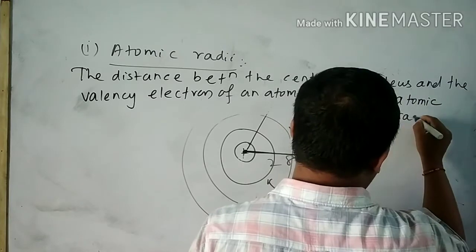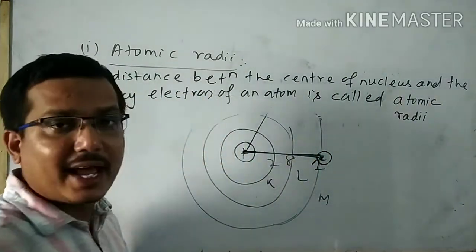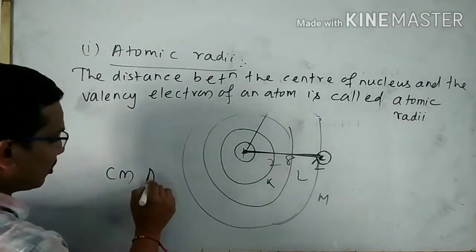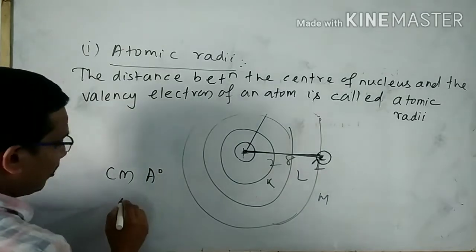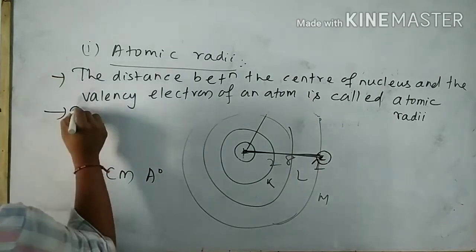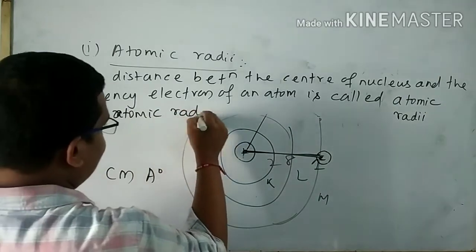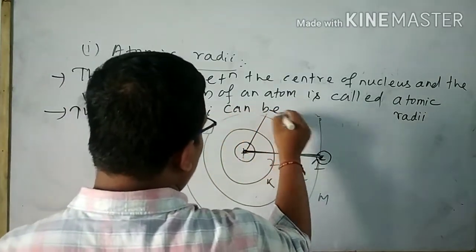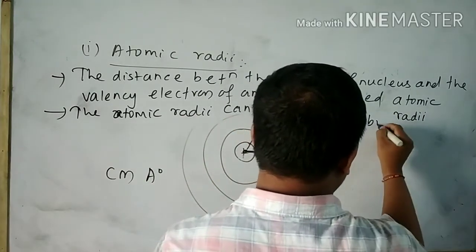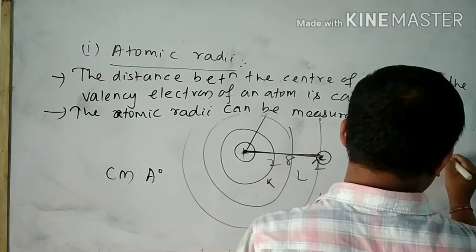This distance can be measured with the help of some units, that is your centimeter, angstrom, next your micrometer, like this. So we can write a second point: the atomic radii can be measured by centimeter, angstrom, nanometer, etc.